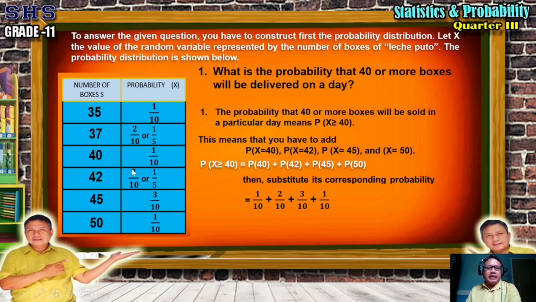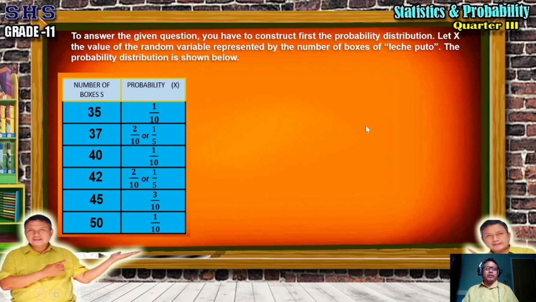Ulitin ko po, gamitin na lang po muna natin ay 2 over 10 para mas mabilis pong i-add kasi po similar terms na po sila. Okay, then we have 45. P of 45 is 3 over 10, and last is P of 50 is 1 over 10. And then after po nyan, class, pwede na po nating i-add. So we have 1 plus 2, 3 plus 3, 6 plus 1, 7. Therefore, our answer is 7 over 10 or 0.7. So this is the answer for number 1. Okay, proceed po tayo sa number 2.